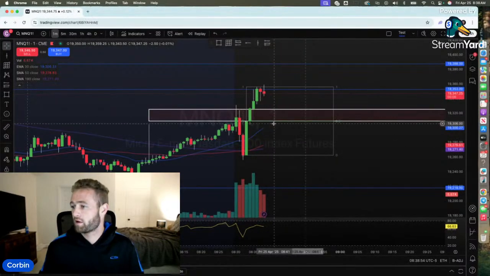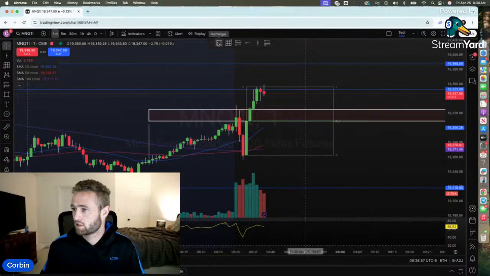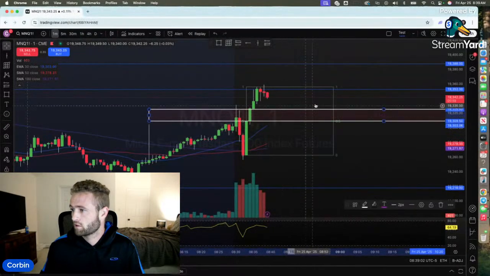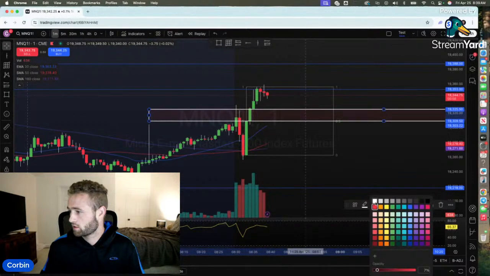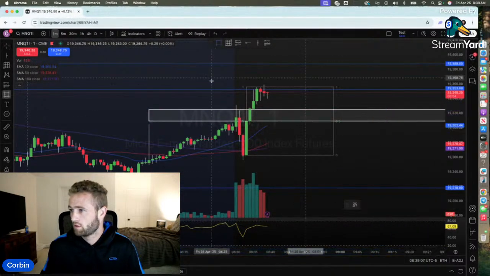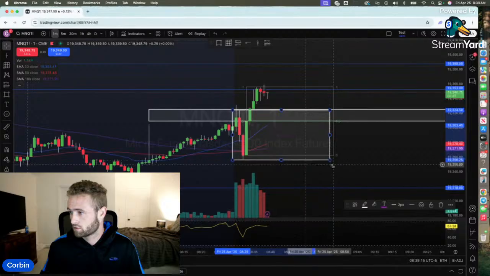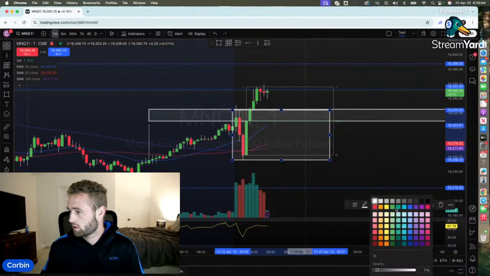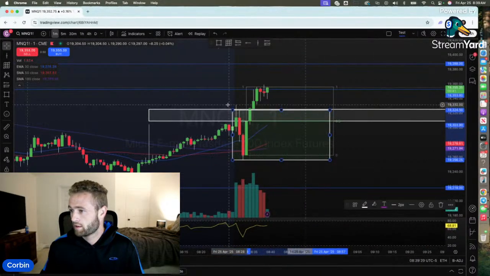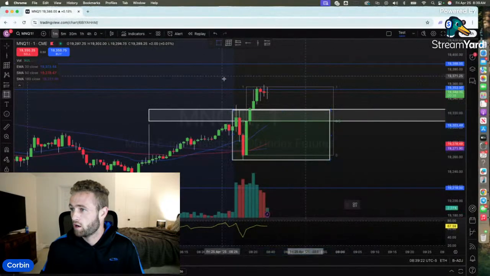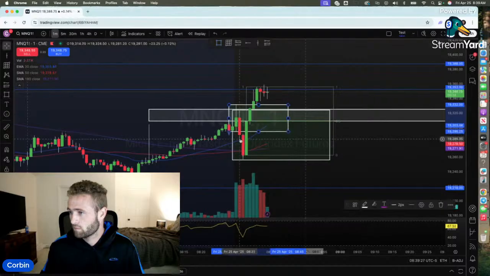We're going to see it probably come down to test this fair value gap, but basically the levels that I'm looking at right now, this is a fair value gap. I'm going to go ahead and mark this with a different color, fair value gap. These two big candles right here, those two red candles, that's going to be our order block. Change that to green. And then the move up prior to the change of direction is our breaker block. So we're going to make that red.